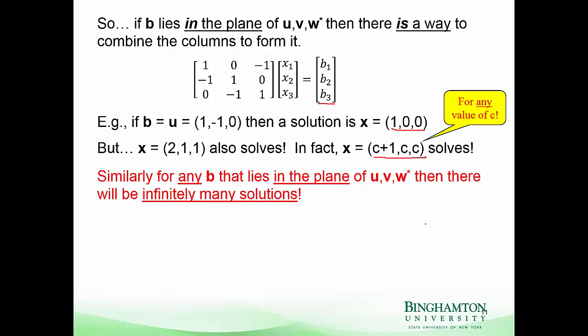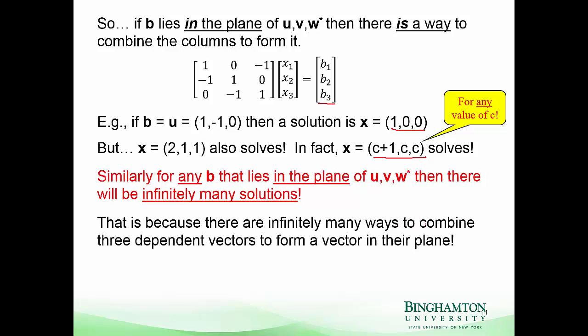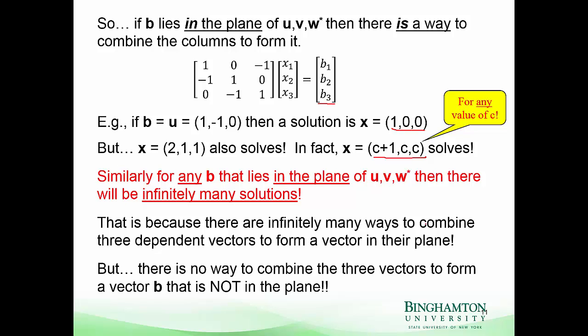So for any B that lies in the plane, there are infinitely many solutions. Basically, that's saying there are infinitely many ways that I can combine three dependent vectors to form a vector that lies in their plane. But if B lies outside of the plane, there is no way to combine those three vectors to form that outside-of-the-plane vector B. And so there is no solution.